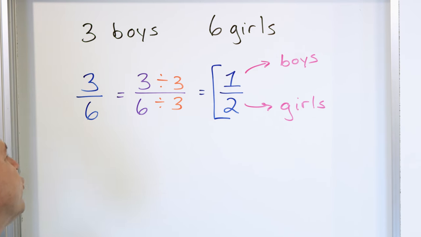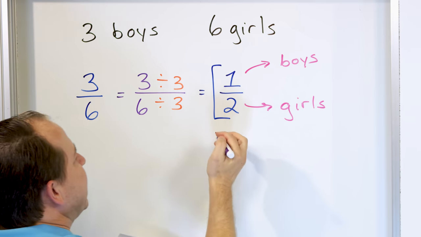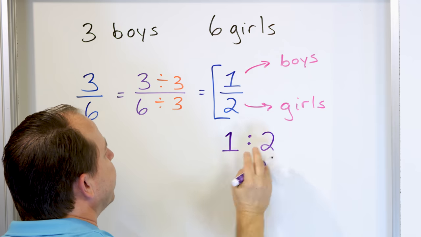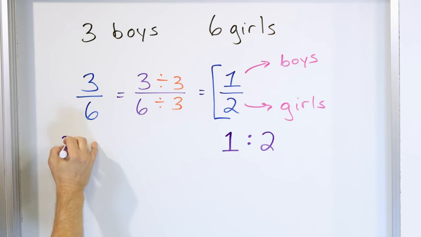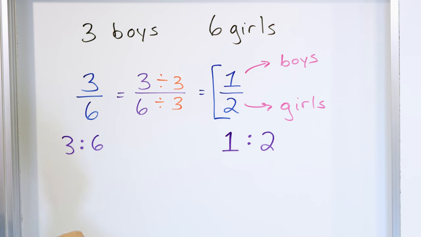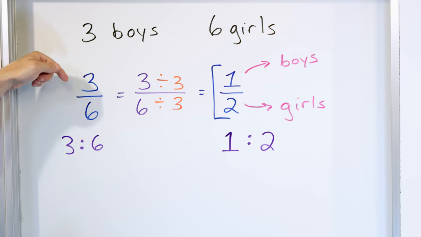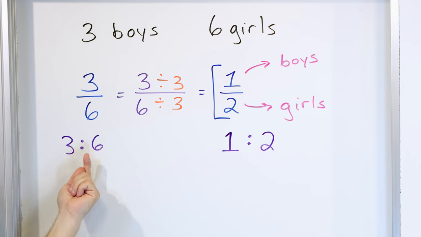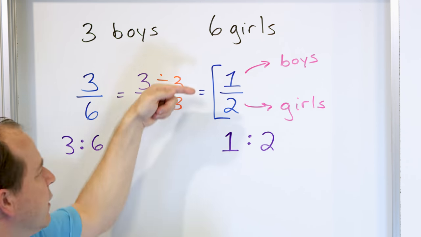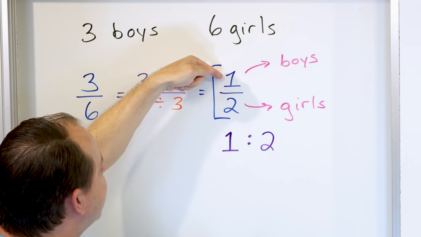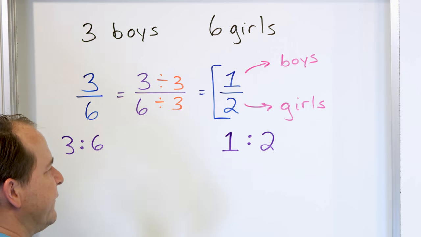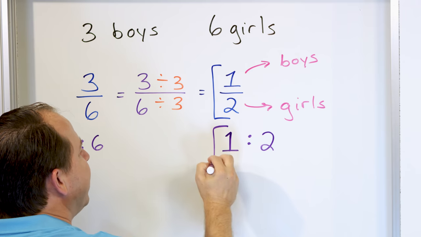And the other way that we can write ratios is, instead of writing it as a fraction, we can write it as one with a colon two. We could write 3:6 here if we wanted to, 3:6. So there's two ways to really write ratios. First way is write it as a fraction, three boys for every six girls. Second, three boys for every six girls with a colon. Here, that reduces to a simplified ratio of one boy for every two girls, and you can write it, in terms of the colon here, one boy to every two girls.